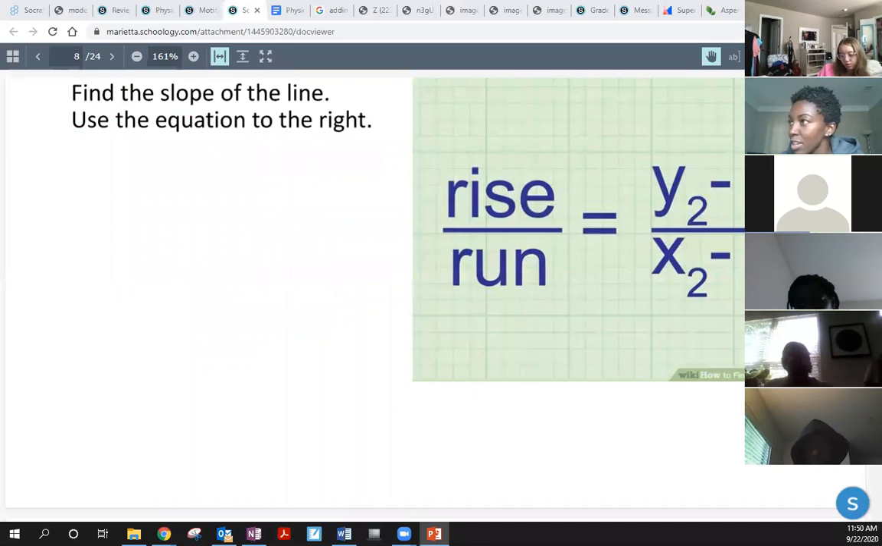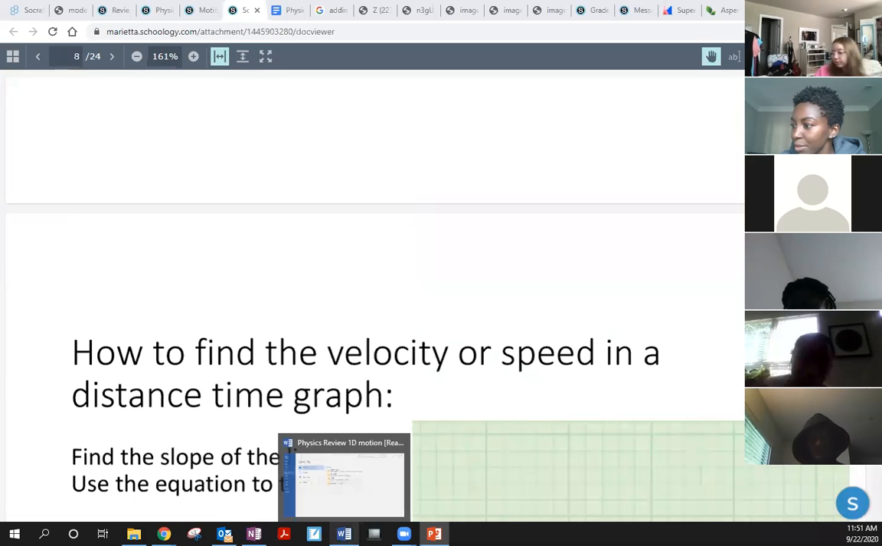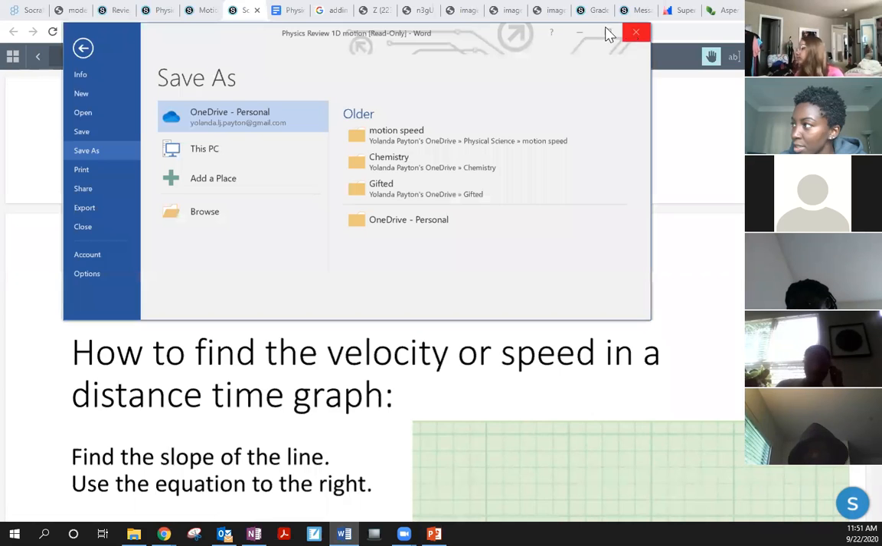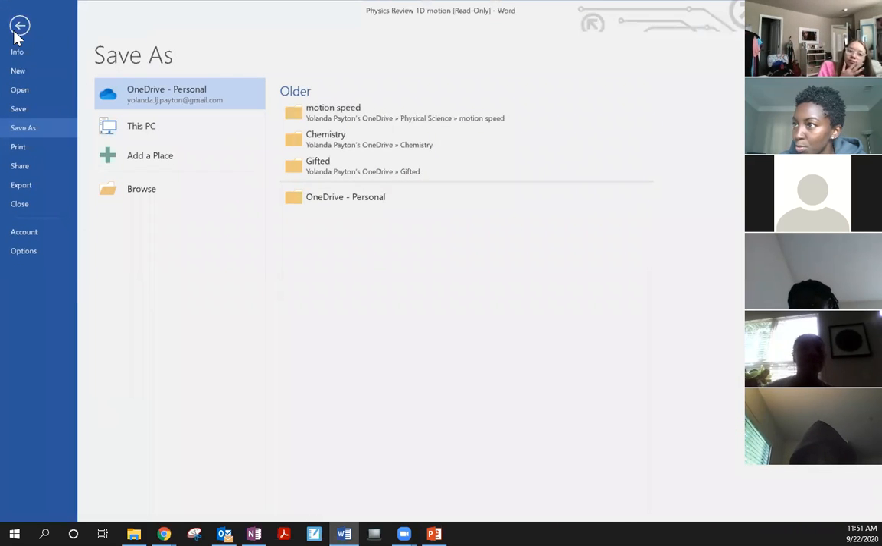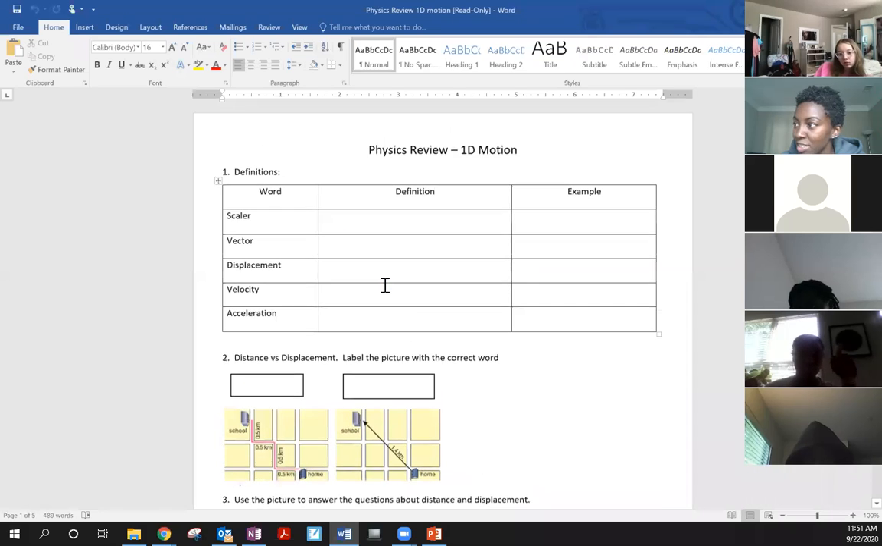All right. Can you guys still see my screen or no? Do you see rise over run? Yes, okay. All right, let me just show you what it looks like. Can you see a Word document right now? Yes. All right, this is your study guide.